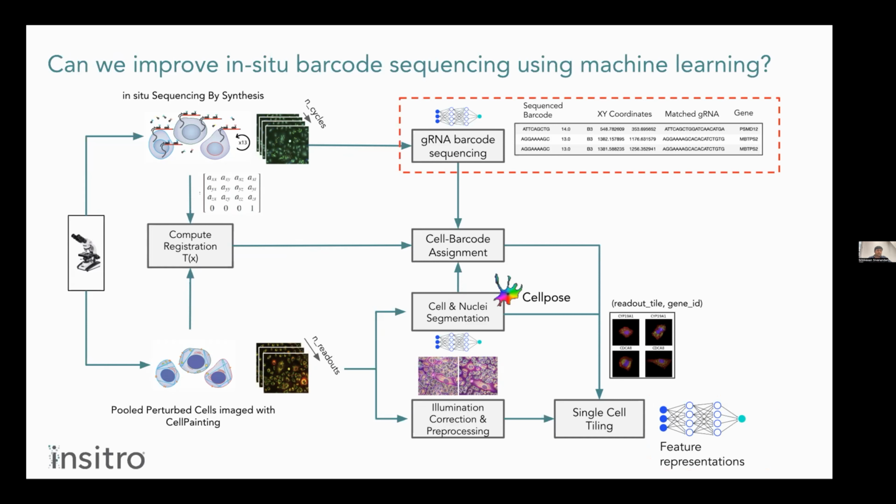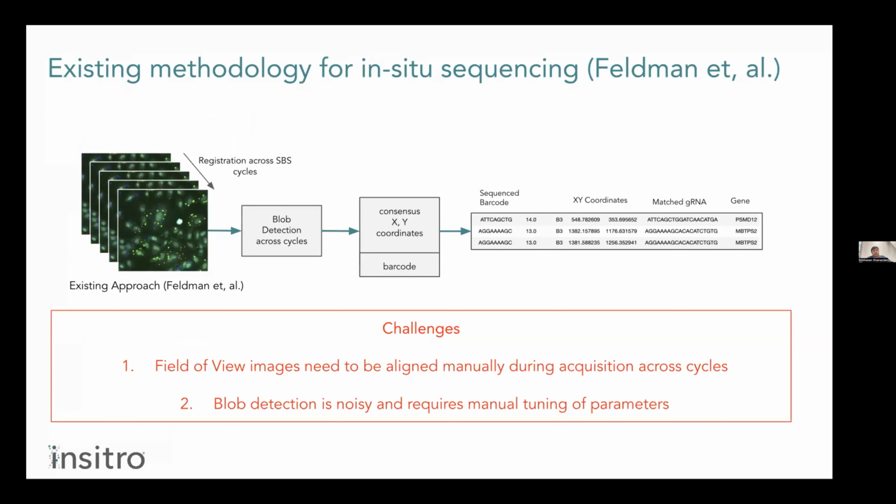So let's get into the first question, which is, can we improve in situ barcode sequencing using machine learning? Let's look into the existing methodology for in situ sequencing, which was introduced by Feldman et al. This approach involves first registering the sequencing images across multiple cycles, followed by a blob detection method across all the cycles, which are then used to obtain a consensus XY coordinate and the corresponding barcode at that coordinate location.